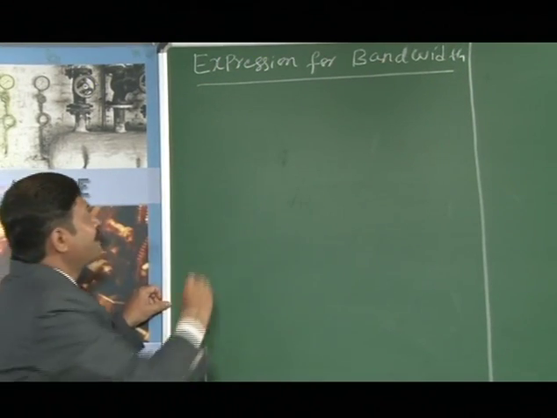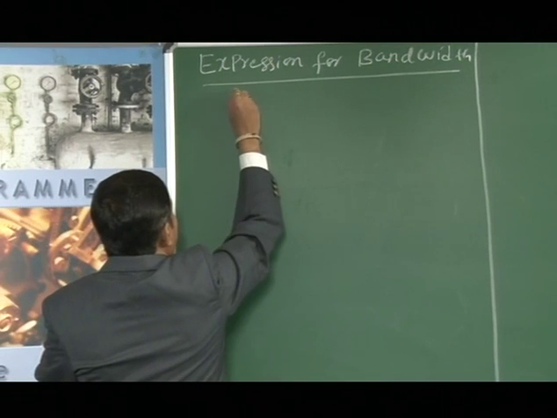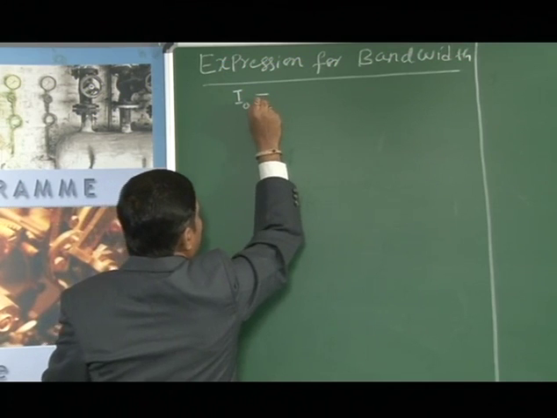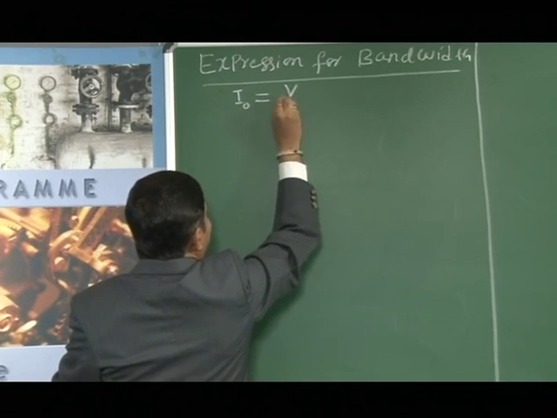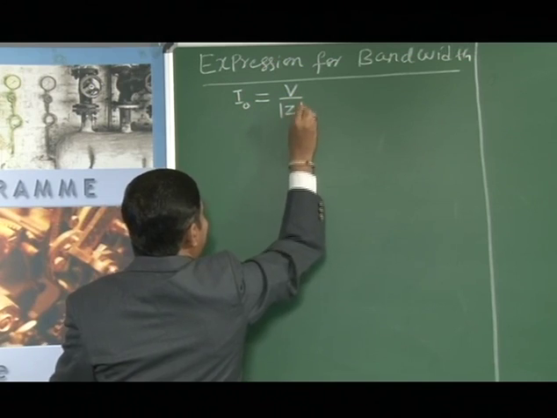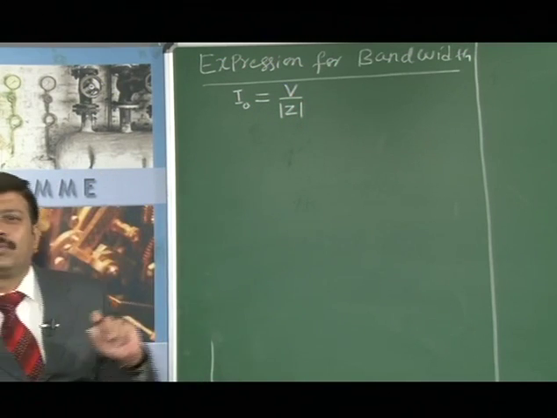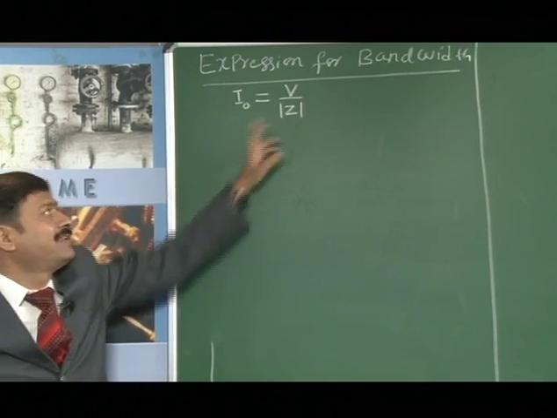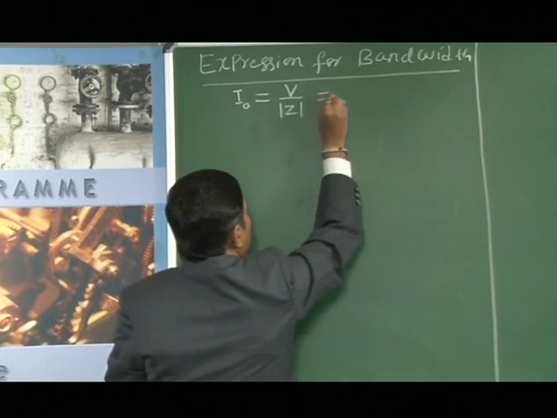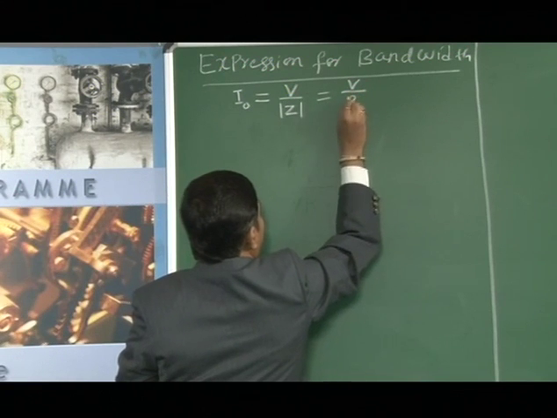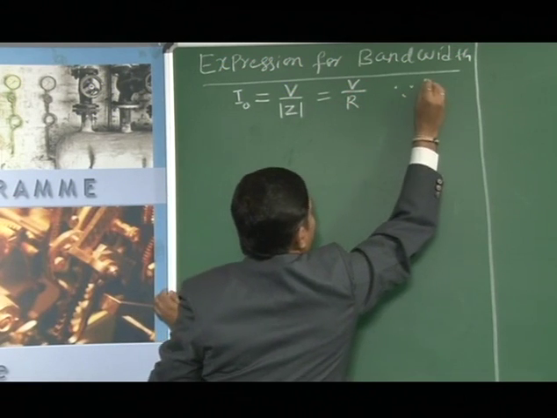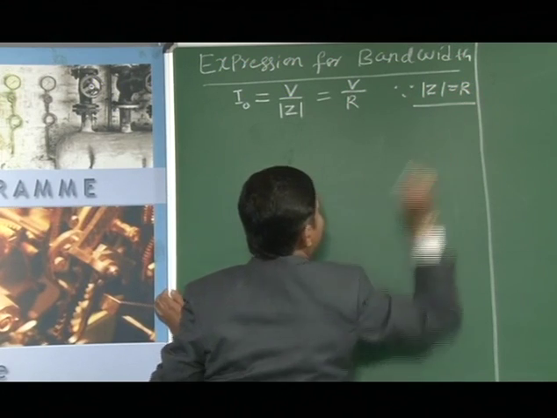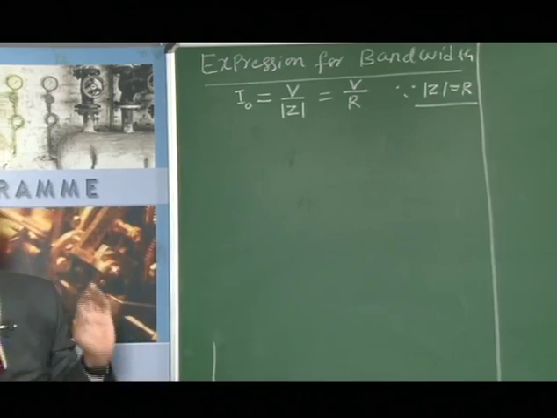So, we know that the maximum current, I will call it I naught, is equal to V by magnitude of Z, applied voltage divided by impedance. It is also equal to V by R, because Z is equal to R under resonance condition.